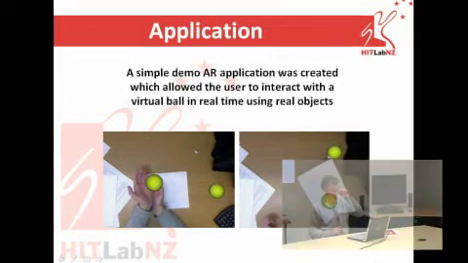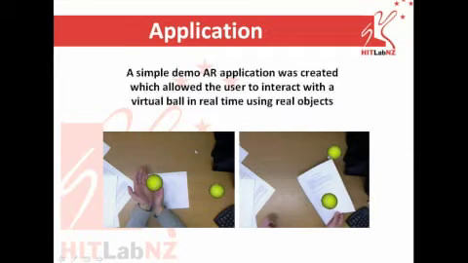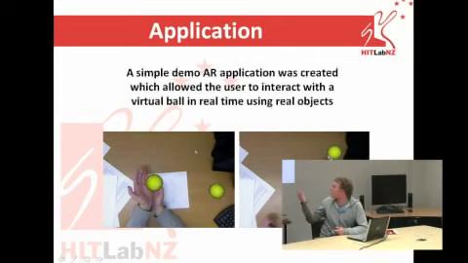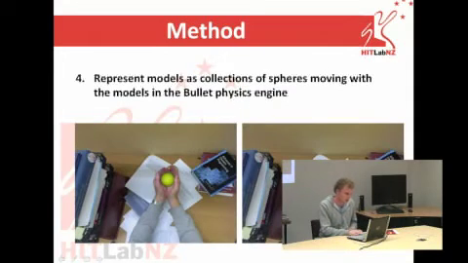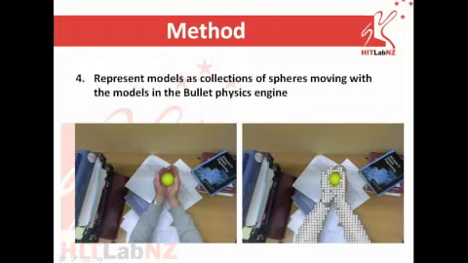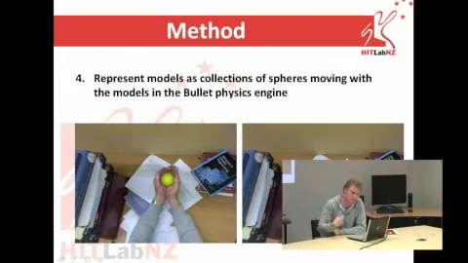All right, the application I made was just a simple little demo where you could play with augmented reality tennis balls, interact with them with your hands or pieces of paper. And how I achieved the interaction was to represent the models that I'd already built in the modeling stage with spheres in the physics engine. So you can see I just attach spheres to all the model points, or a collection of the model points, and plug those into the Bullet physics engine, which did the simulations for me.